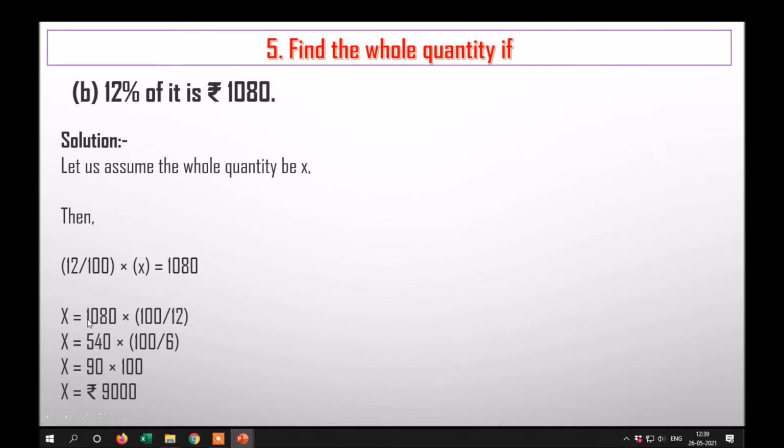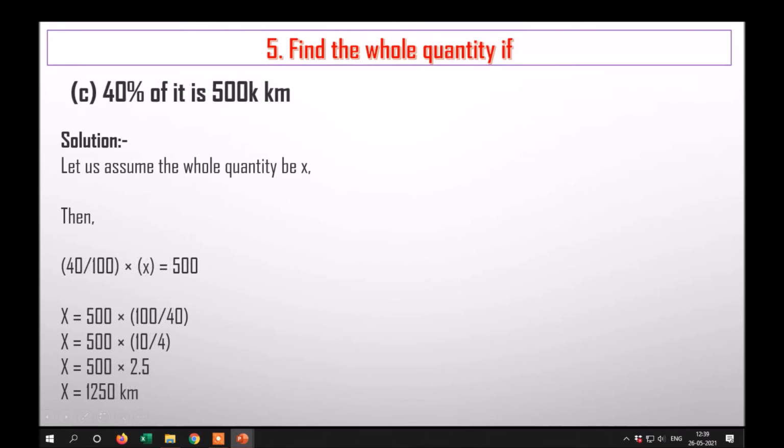12 and 1080 can cut with 2. So it is 540 into 100 upon 6. Again 6 and 540 can cut with 3. With 6 we can cut. So it is 90 into 100. So x equals to rupees 9000.